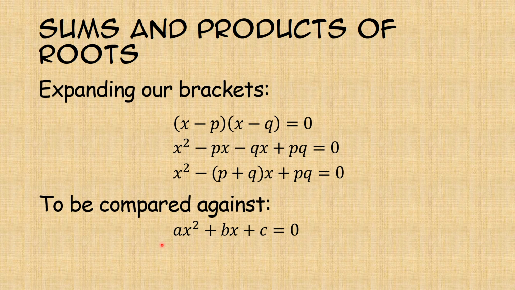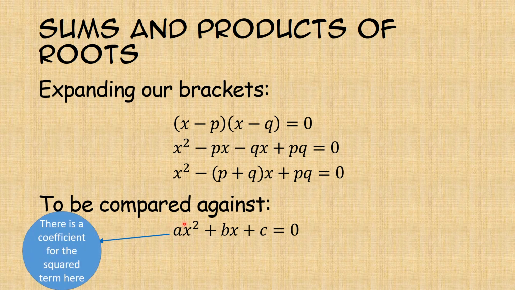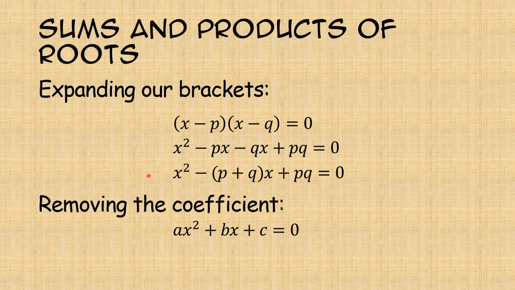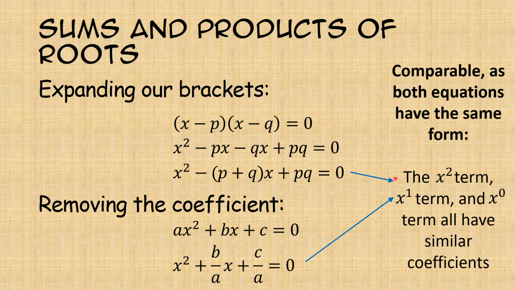But there's a coefficient for the x squared term underneath, but there's no coefficient for the x squared term on top. So what do we do? We have to remove that coefficient from below. We do this by dividing through by a, so we get x squared plus b over a x plus c over a. Now both of these equations are comparable because they have the same form.